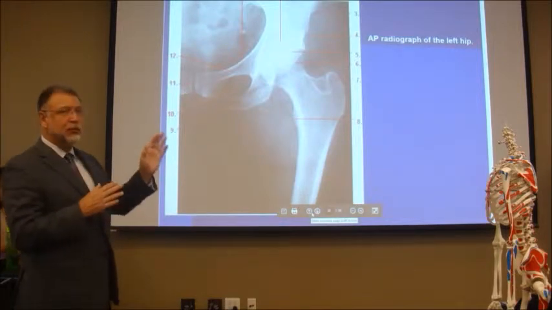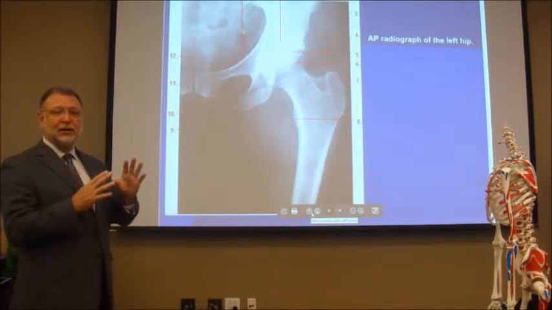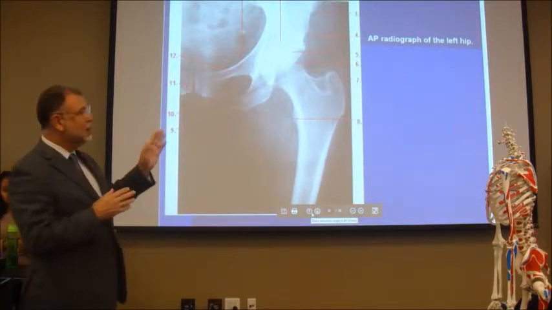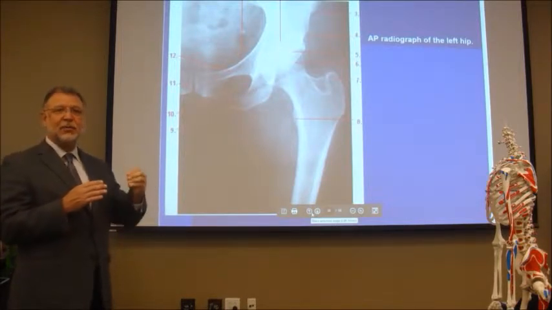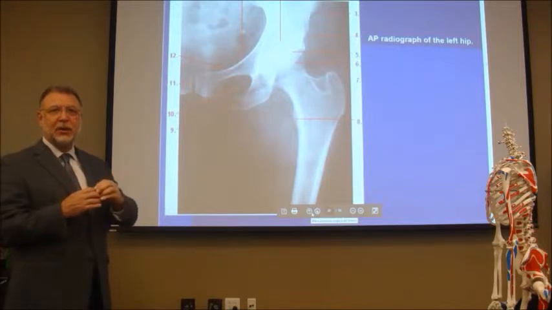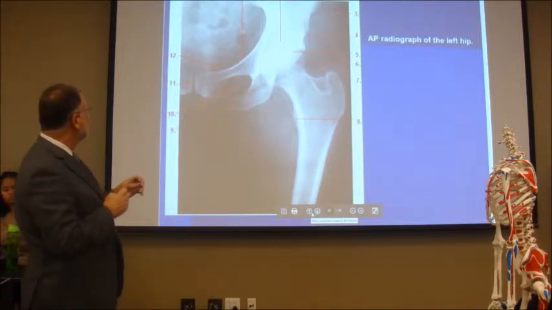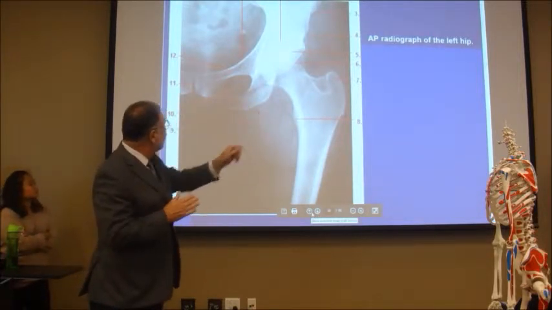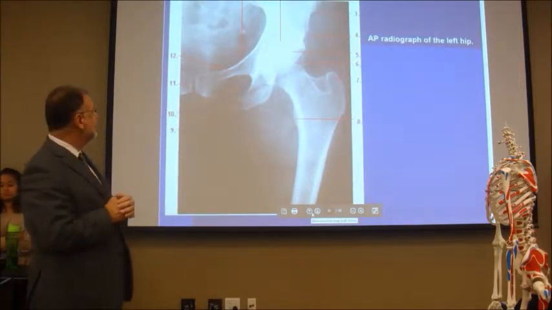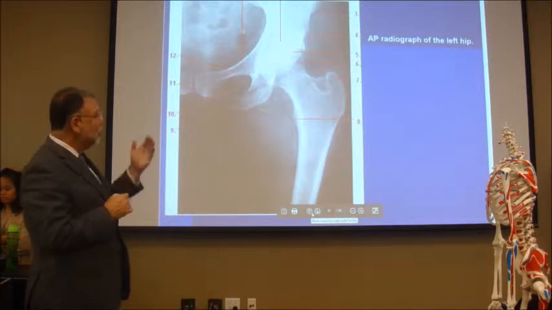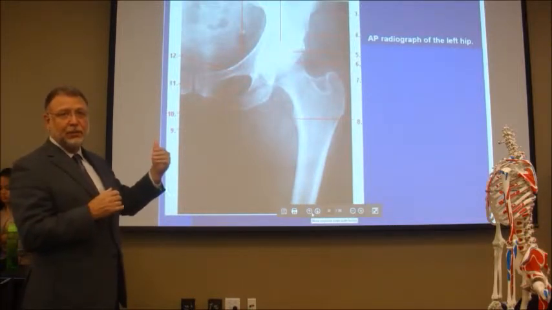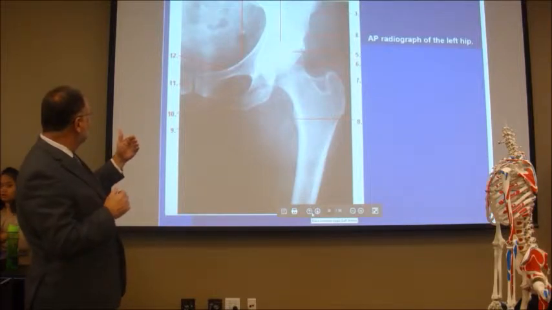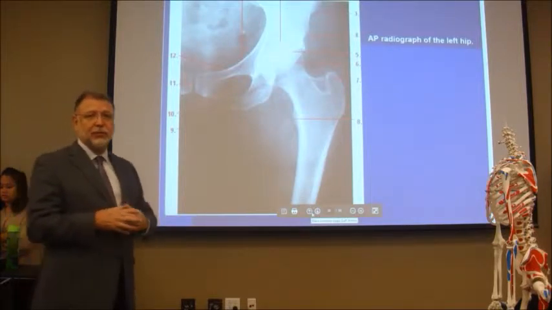Number 4 is the anterior inferior iliac spine. Number 3 is the most distal area of the anterior superior iliac spine. Number 2, going laterally, would be the roof of the acetabulum. Number 1 is the ilio-pubic line, and number 10 is the obturator foramen.